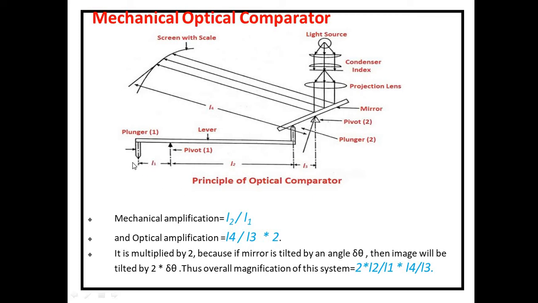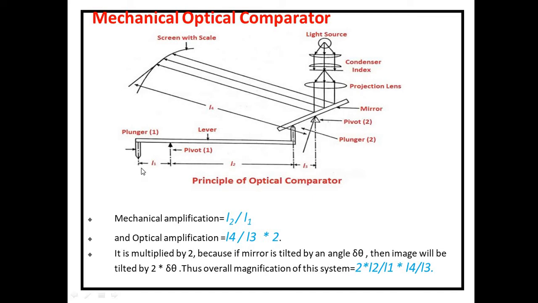So the movement which is happening at the plunger 1 end is magnified mechanically, and that acts as the output of this system, which is the input to plunger 2. So the mechanically magnified movement is the input to this plunger. It causes plunger 2 to move either in upward or downward direction, again depending upon the dimension being checked. Accordingly, if this plunger goes in upward direction, this plunger will come in downward direction.